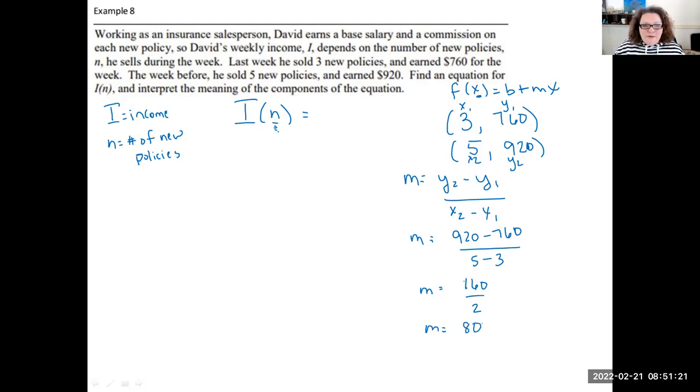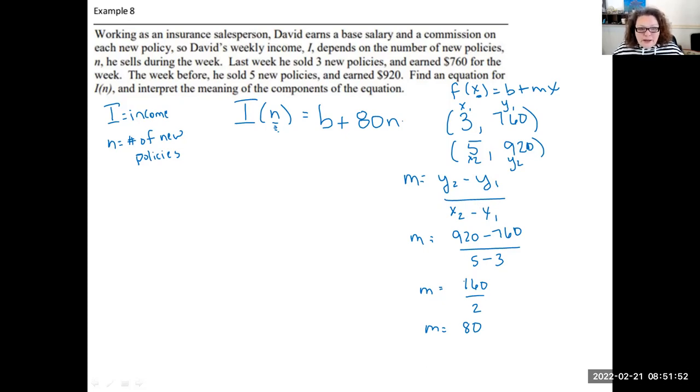What does that mean? Well, that means we don't know what the initial value is, but we know since the 80 does not have a negative symbol out front, and it wouldn't because he's not losing money for each policy he sells, he's gaining money. So he's going to get $80 for each new policy he sells. Okay, that's what that $80 means.